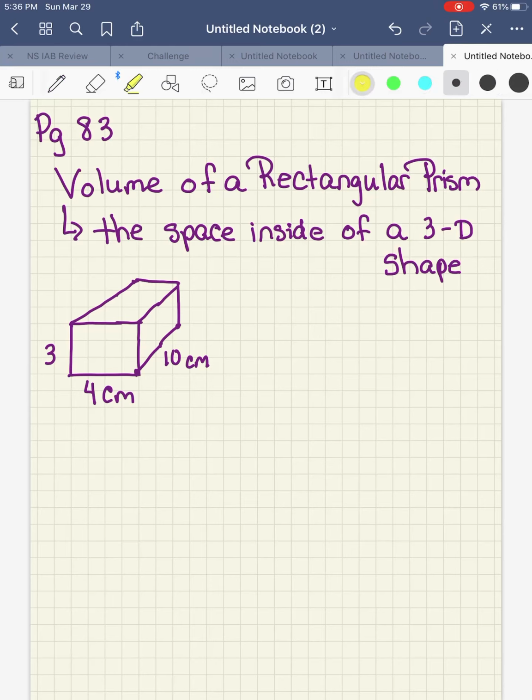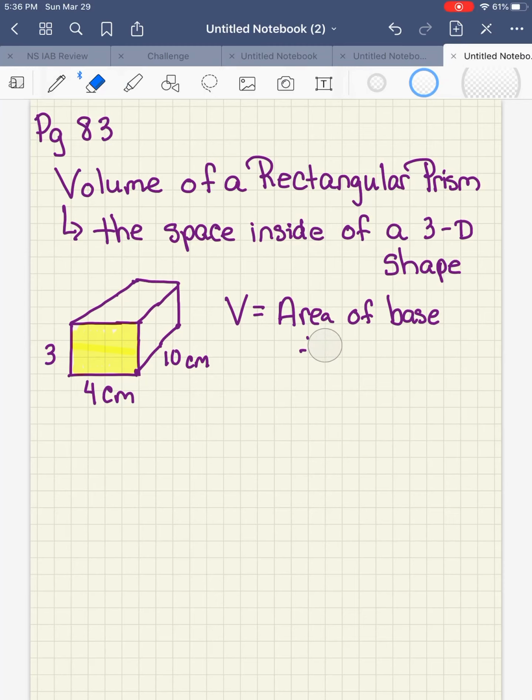And one thing we want to focus on here is the shape in the front, which is called the base, even though it's not on the bottom, we're going to call that the base, and that base is a rectangle. So the way that we find volume, which we call capital V, is the area of the base times the height of the prism.